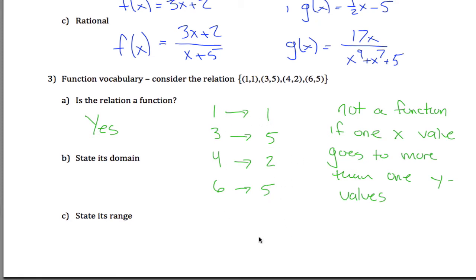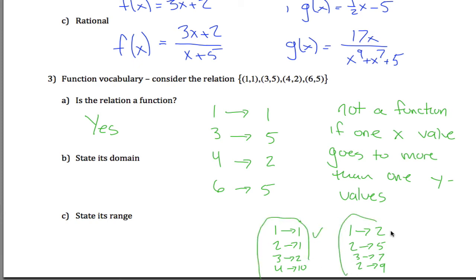Consider a different relationship. What if I had 1 go to 1, 2 go to 1, 3 go to 2, and 4 go to 10? Is this a function? Turns out the answer is yes. It's perfectly fine for two different x's to go to the same y. What is not okay is if I have 1 go to 2, 2 go to 5, 3 go to 7, and then 2 go to 9. Note that 2 is going to both 5 and 9. That's what's not allowed. This is a function. This is not a function. This one does not pass that test.